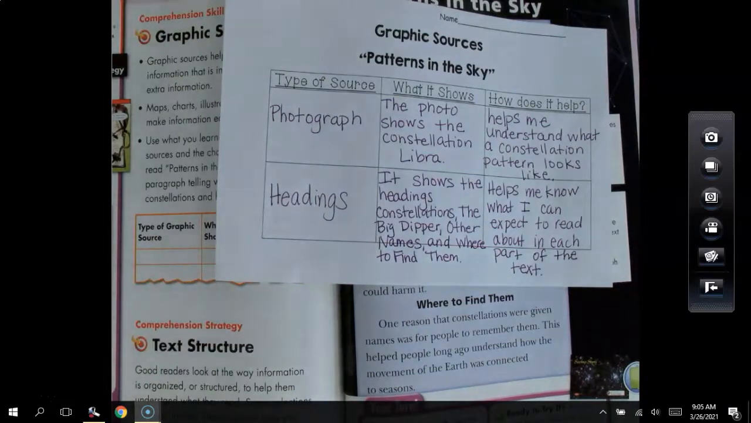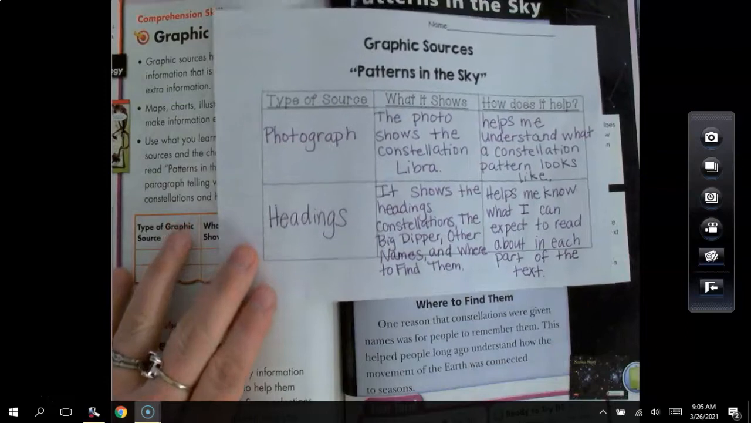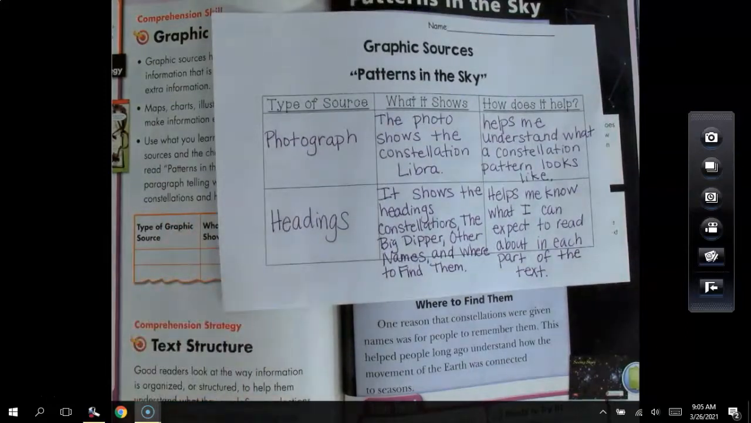Okay, boys and girls, I threw a lot of information at you today. So our skill this week is graphic sources. There are many different types of graphic sources. I went through a whole list of the different types of graphic sources at the beginning of the video. So if you don't remember them, if you want to rewatch them, go ahead and restart that video over and you can see all the different types of graphic sources.